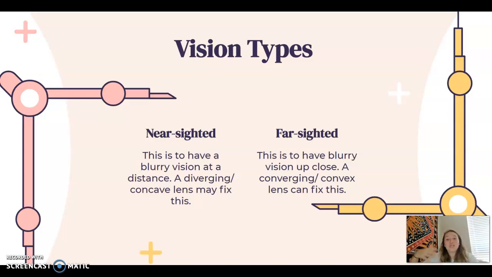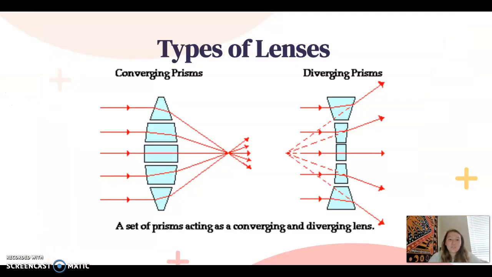Then there are farsighted people, who essentially have blurry vision up close. You can see things far away, everything's fine, but if you're going to read a text on your phone, you're going to be squinting like this, even though it's closer, because your focal point is further away. To fix this issue, you would have a converging, or convex, lens, excuse me. Your converging lens is for your farsighted people. It's going to have that outward shape, almost looking like an almond.